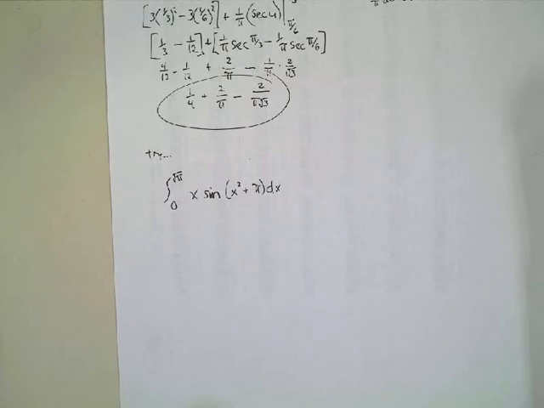So 2 pi is the same position as 0. So what's cosine of 0? 1. So it's negative 1. So it's negative 1/2.